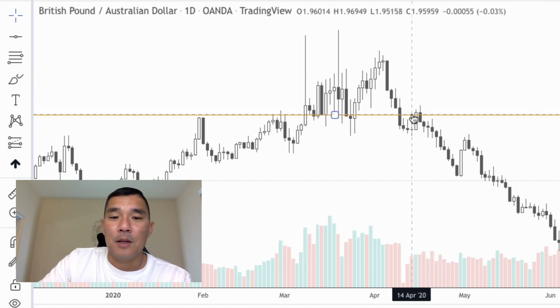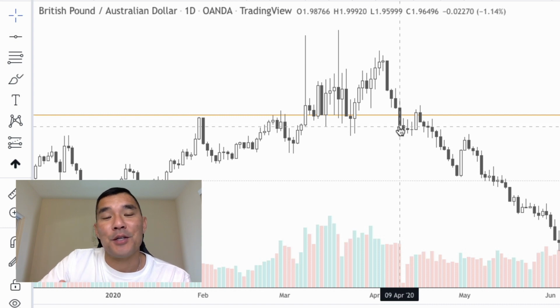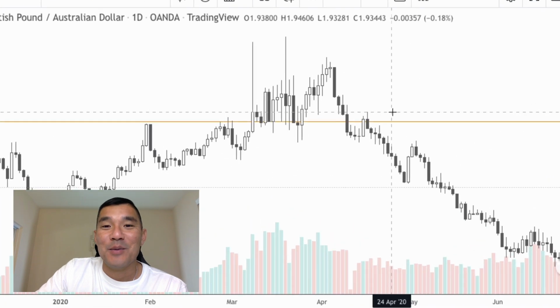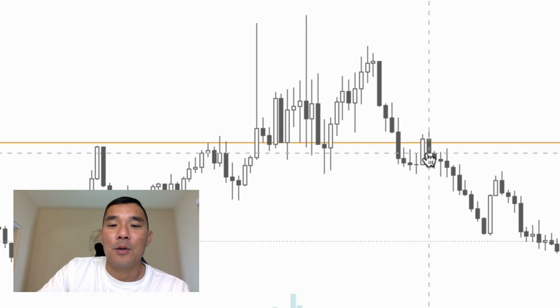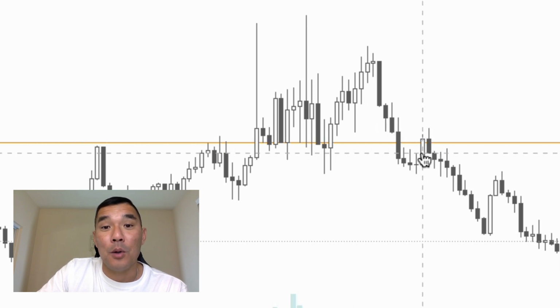Otherwise, you could look for a break of the neckline here, a close below the neckline, which is the traditional entry on a head and shoulders. Or you could play the retest here, which is a little safer because you can set the stop tighter and you have a kind of confirmation that this level will hold.